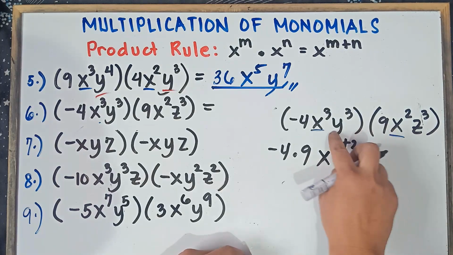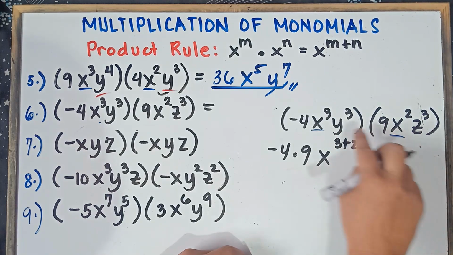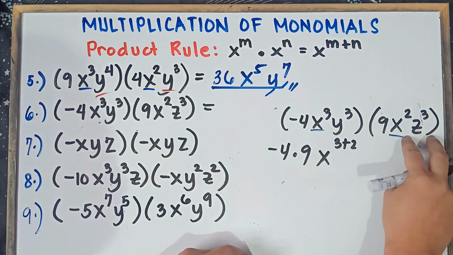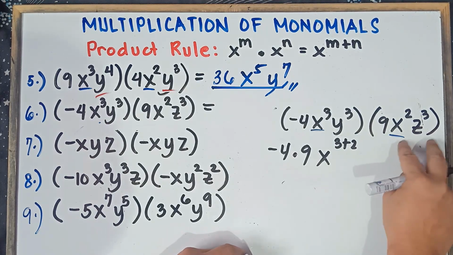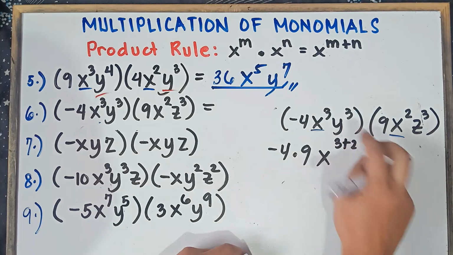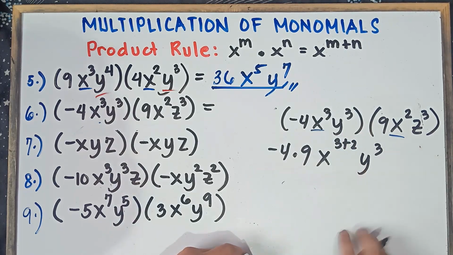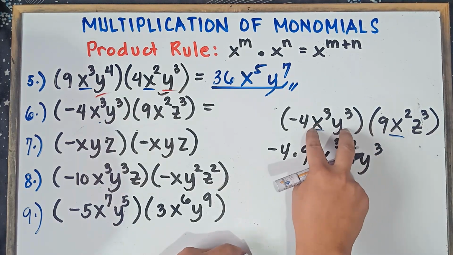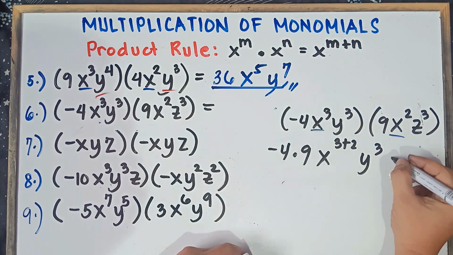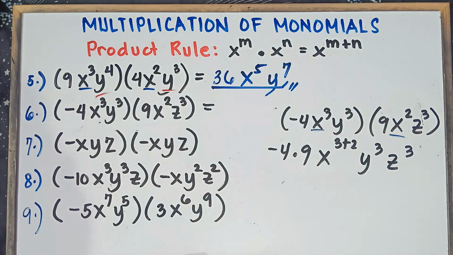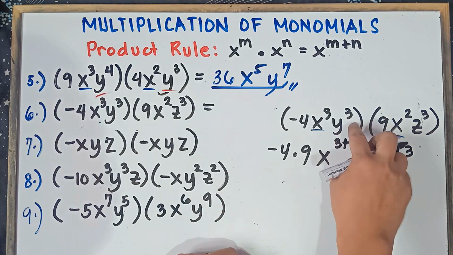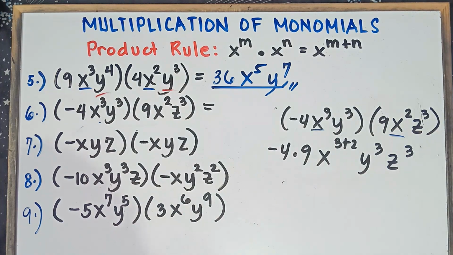Alright, so for y, we don't have any for y. So this is y cubed, and we don't have another y cubed on the right side or any variable for y. So therefore, we just simply copy y cubed. And then z, we don't have z here on the first expression. Simply copy z cubed. Once again, class, simply copy the literal coefficients. Y cubed, simply copy z cubed.